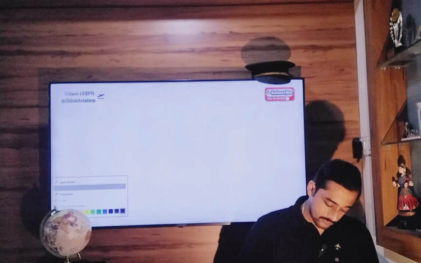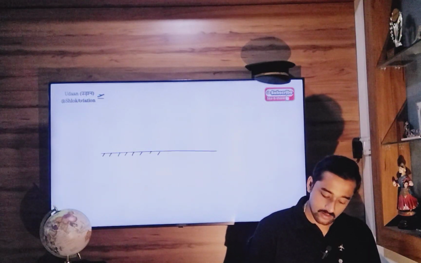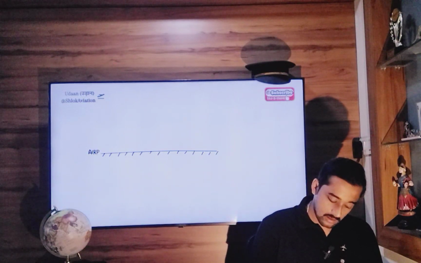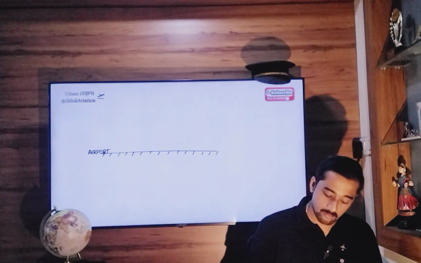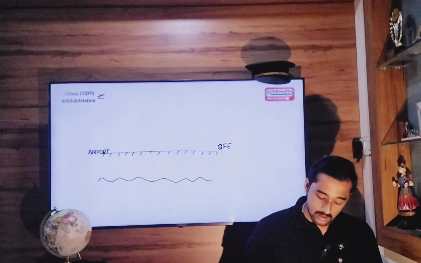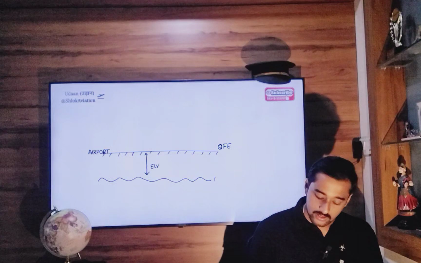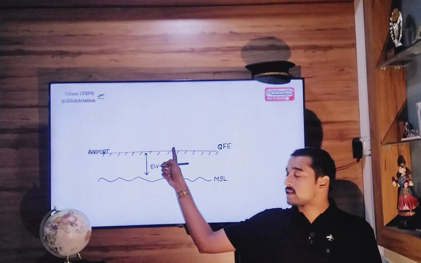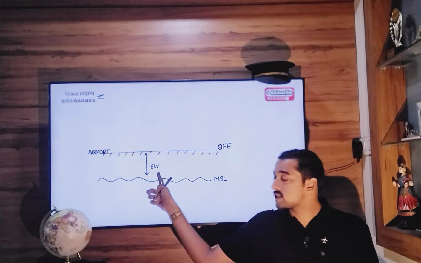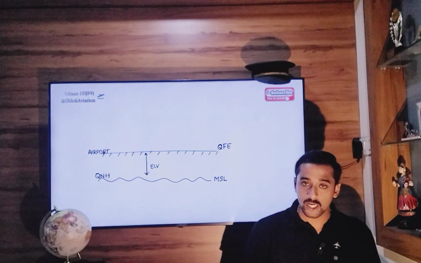So we will take one more illustration. Let's say this is your airport. Now atmospheric pressure existing at the airport is called QFE. Next, this is the elevation of the airport. Elevation is measured from mean sea level. Now when aerodrome level pressure, that is QFE, is reduced to mean sea level using this elevation, you get QNH, the atmospheric pressure at mean sea level.